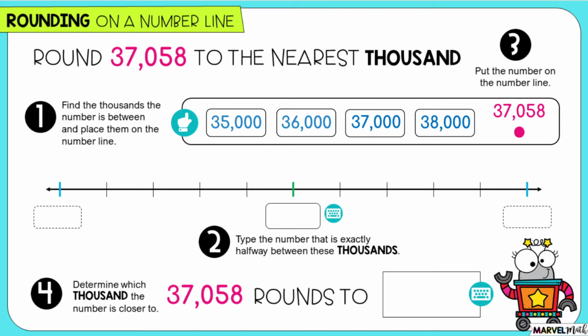Let's look at how to round a 5-digit number to the nearest thousand. So, what thousands will this be between? Well, think about what digit is in the thousands place. It's a 7, so it's going to be between 37,000 and 38,000.